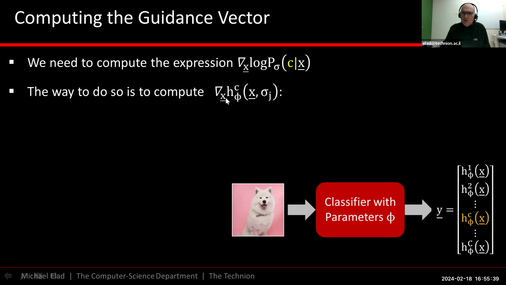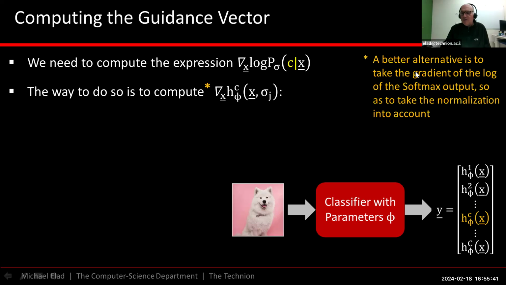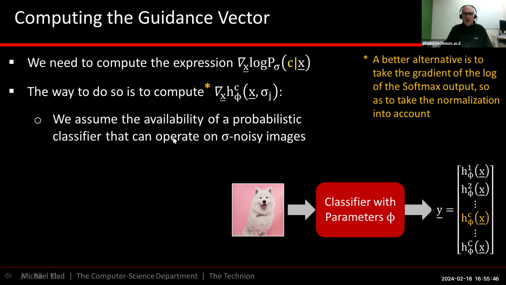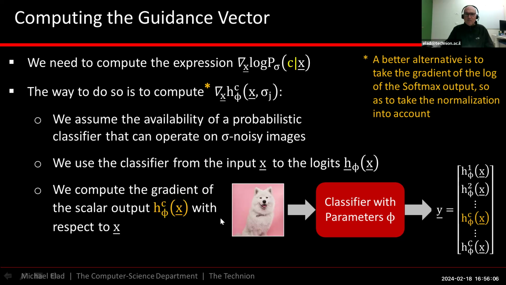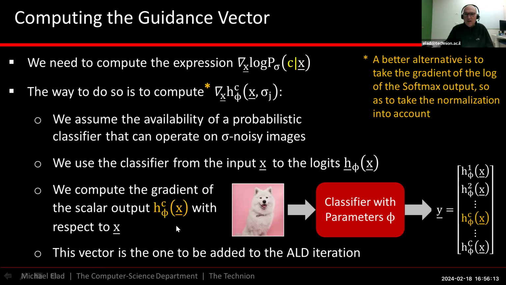Now, the better way to do it is actually to go after the softmax so that you work with normalized elements, and this is how it should be done. In doing so, you assume that your classifier is probabilistic in the way I have described, and you assume that it knows how to operate on noisy images. So you will be operating it with a proper sigma_j. And we have said that we use the logits, the output, and compute the gradient, and this gradient is backpropagation over the classifier, and once you have it, you can squeeze it into the algorithm.